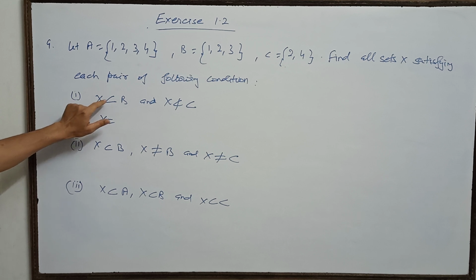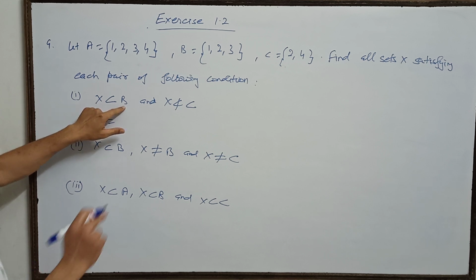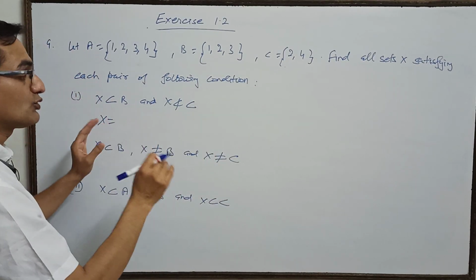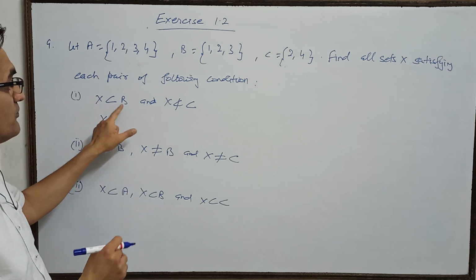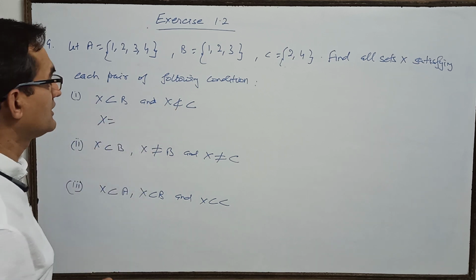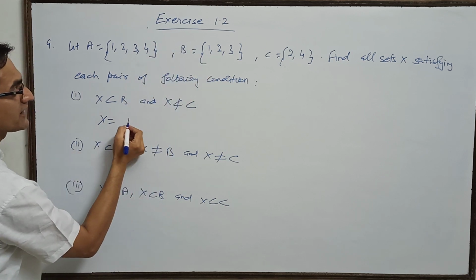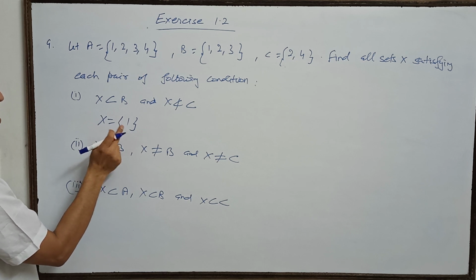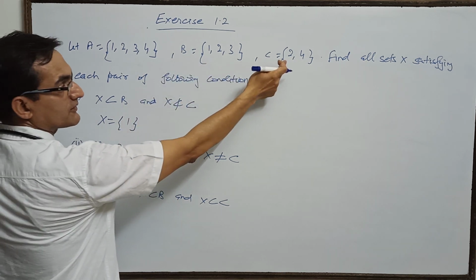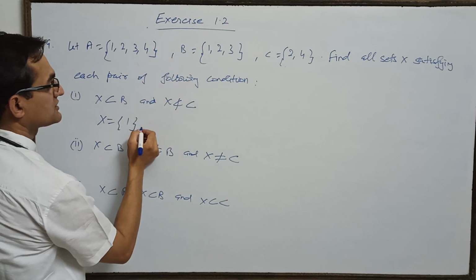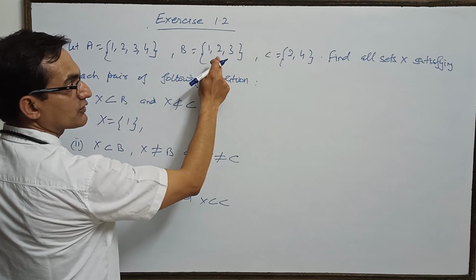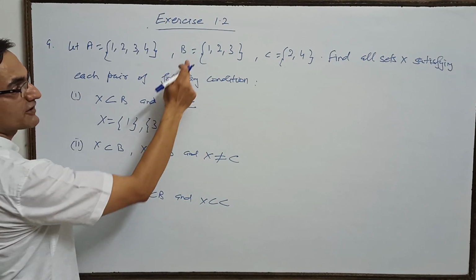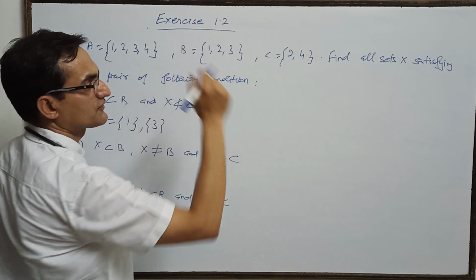What is the condition? X is a subset of B and X is not a subset of C. We have to find all the X which are subsets of B but not subsets of C. So a set having element 1: this set is a subset of B but not a subset of C. Now 2 is also in C, so you will not take 2. Next, set having element 3: this is a subset of B and not a subset of C.